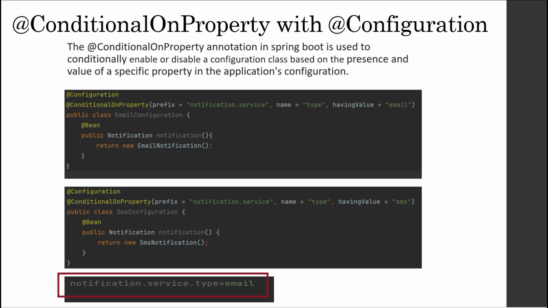So what will happen at runtime? At runtime, the havingValue of the EmailConfiguration class will match with the property value in the application.properties file. So it will create the bean for email notification only, and the bean for SMS notification would not be created, because in order to create a bean for SMS notification, the value of the property should be SMS.